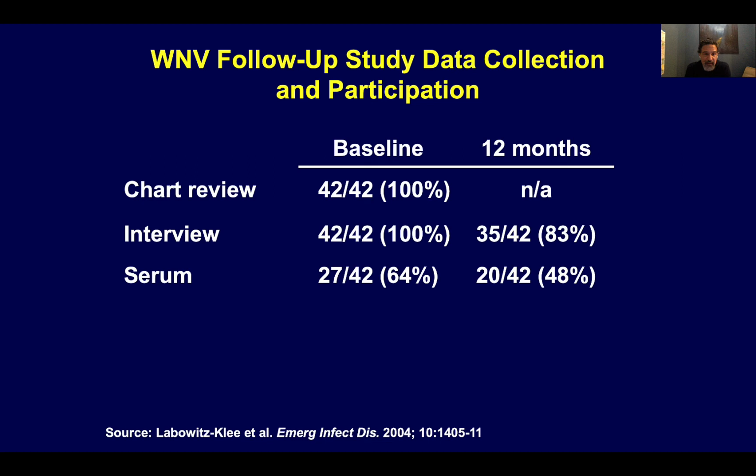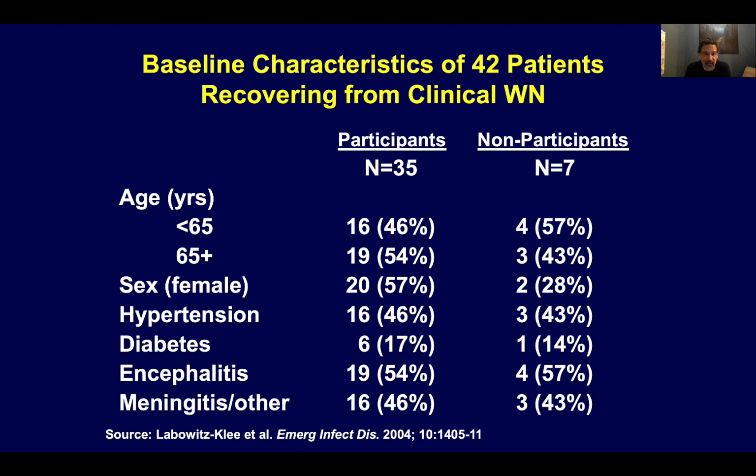So this gives you a sense of the participation. There were 42 people who were eligible. We were able to do a baseline interview on everyone as part of the outbreak investigation, but we only had serum on a much smaller number of those patients, and we only had a 12-month follow-up interview on 35 of the 42 patients, so 83% of the survivors. And this gives you a sense of the participants compared with the non-participants. We tended to lose people who were younger and had higher participation among people who were older.